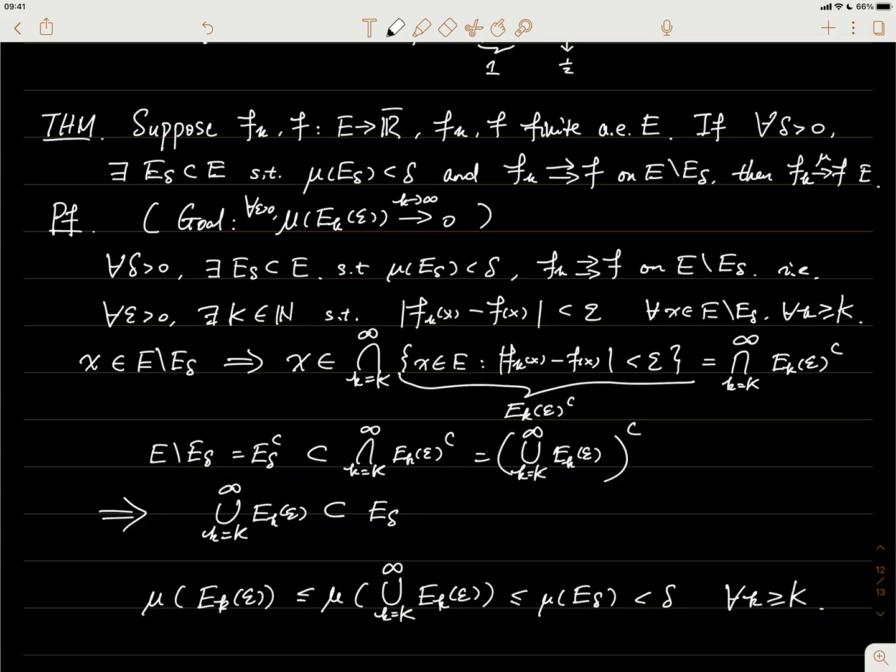Okay, so what we have shown so far is that for any delta, for any epsilon, we can show that the measure of E_k epsilon is less than delta for all k greater than or equal to K. Oh, sorry, there exists K. So I need to include this. For any delta, any epsilon, I know there exists a K which depends on epsilon and delta, such that this measure is less than delta for all these k's. Okay, and that is the definition for convergence in measure.